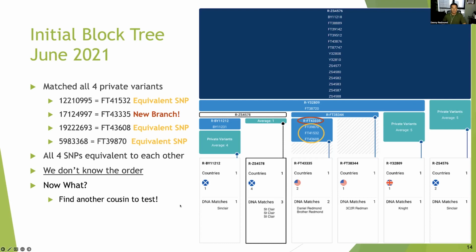So, again, I was talking about equivalents. We don't know the order of them. I don't know which ancestor created these. Was it my dad? Was it my grandfather? Was it my great-grandfather? Was it myself? I don't know which one or who created those. So what do I do? Well, got to find another tester.